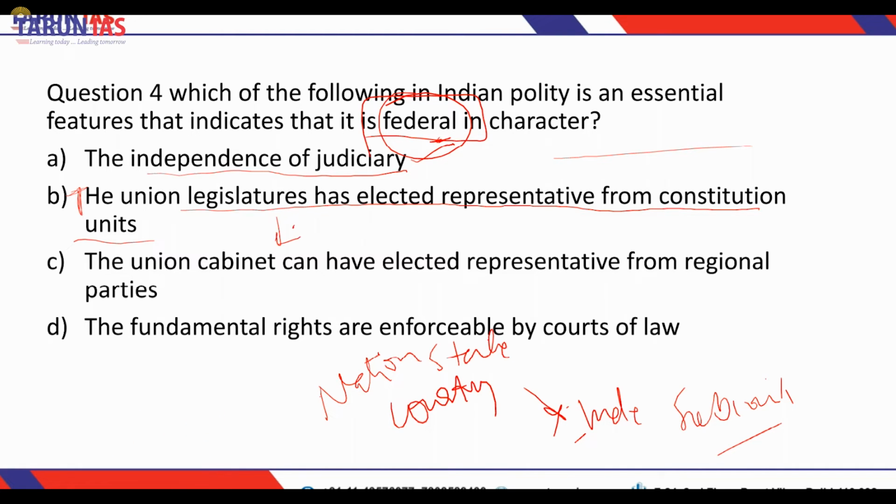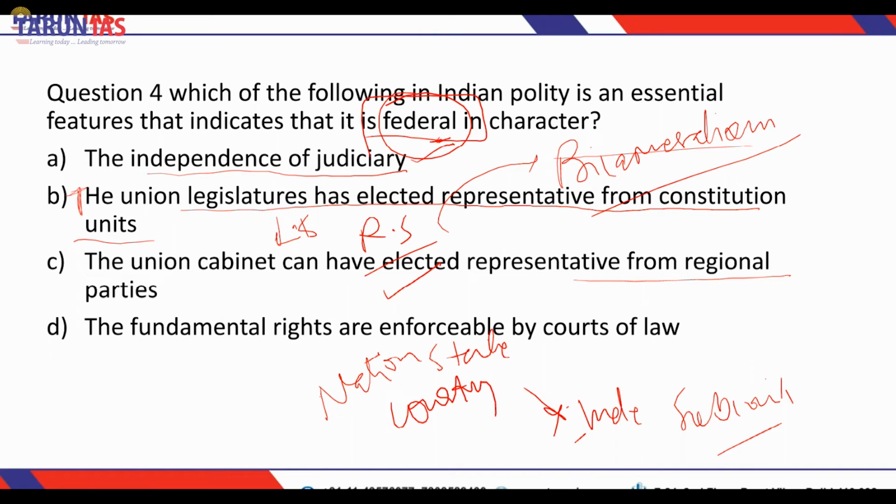That means the existence of Lok Sabha and Rajya Sabha. This means that Indian polity is bicameral polity. Bicameralism is there. All right. The union cabinet can have elected representatives from regional parties. Yes, definitely. Why not? If there is a coalition government, then yes, the union cabinet can have elected representatives from the regional parties. The fundamental rights are enforceable by court of law.